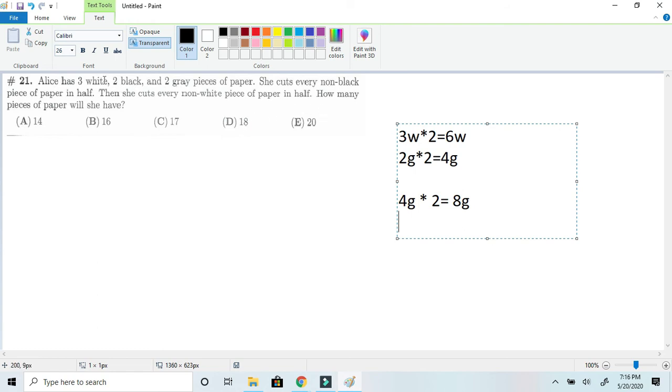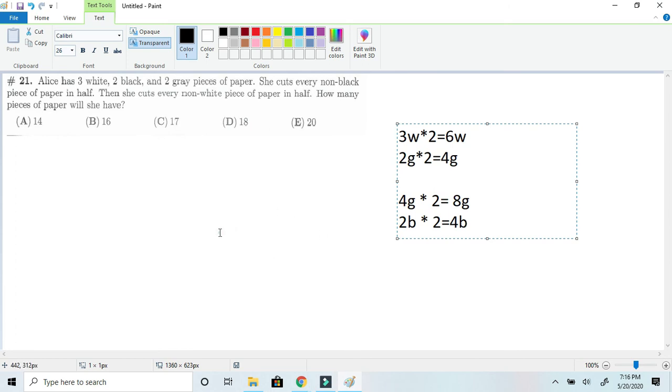And next, we'll be having the black pieces of paper. And in the beginning, we didn't cut it because it said she cut every non-black piece of paper. But now we're allowed to cut it since it says she cut every non-white piece of paper. That means we have 2 black pieces of paper times 2 is equal to 4 black pieces of paper.